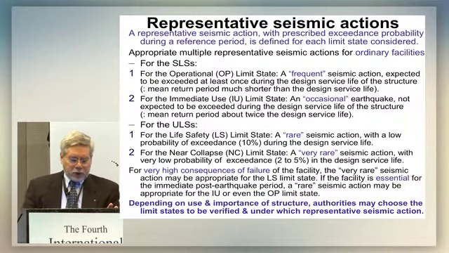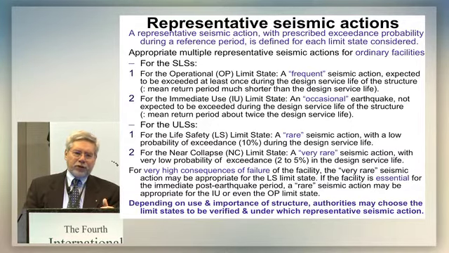Now, for each one of those, a different seismic action is associated. For the operational limit state, the model code says that one associates a seismic action which most likely will happen during the lifetime of the structure. It's a frequent seismic action. I will come back to numbers shortly. While for the immediate use limit state, which will cause some damage, we associate normally an occasional earthquake, which may or may not happen during the life of the structure.